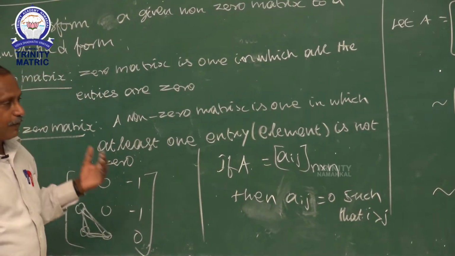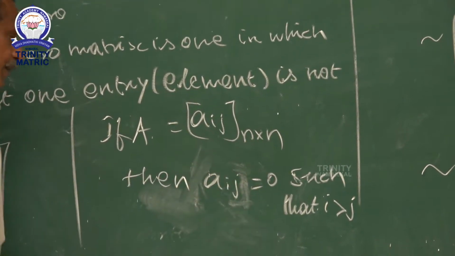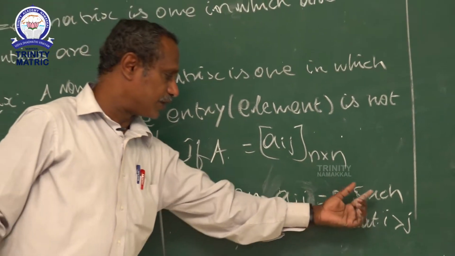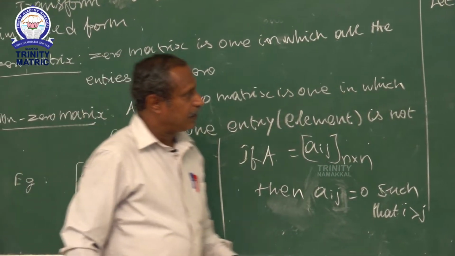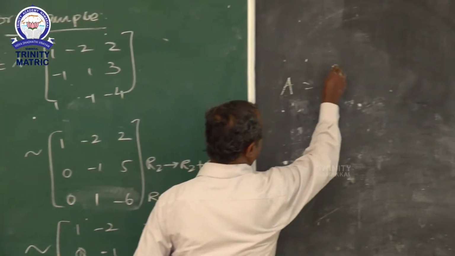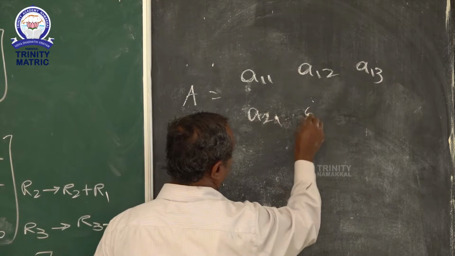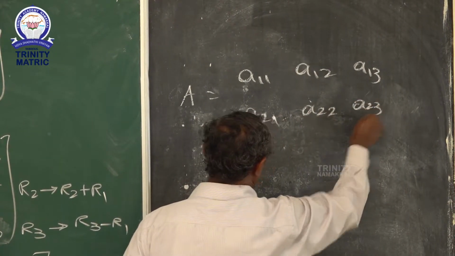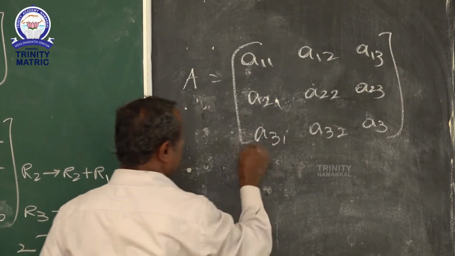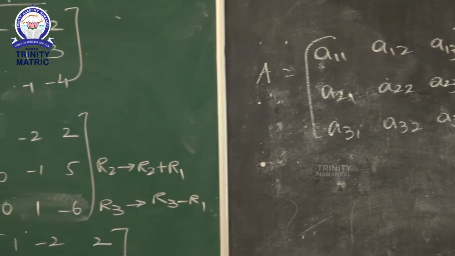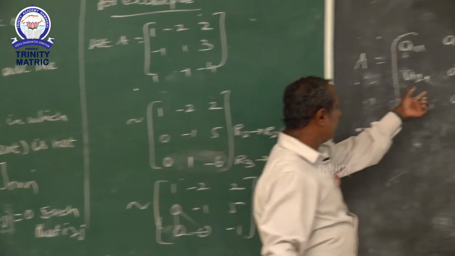To keep in memory: if a matrix A can be written as Aij of order n by n, then Aij equals 0 under the condition i is greater than j. This can be expressed as follows. The matrix A is a 3 by 3 matrix with entries A11, A12, A13, A21, A22, A23, A31, A32, A33. We apply this condition: Aij equals 0 when i is greater than j.